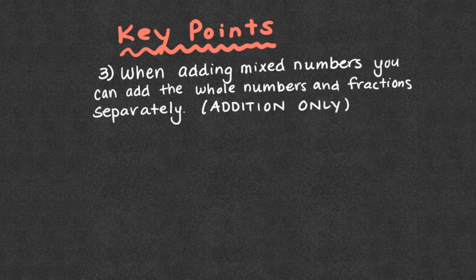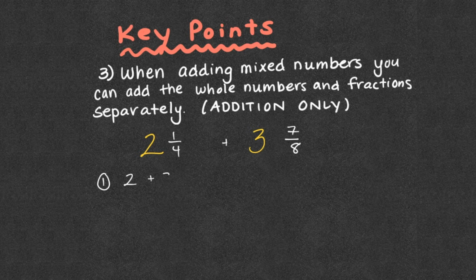3, when adding mixed numbers, you can add the whole numbers and fractions separately. This is only for addition. So for example, if I had 2 and 1/4, and I wanted to add 3 and 7/8, all I'm saying is step 1, you could do 2 plus 3 equals 5, and then focus on adding your fractions together. This is only for addition. Subtraction, you'll see something different may happen, and obviously when we get to multiplying and dividing, that's not going to work. So this is just a trick for addition so that we can put those numbers to the side.